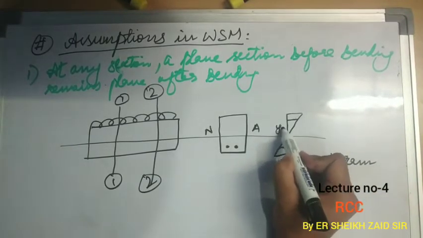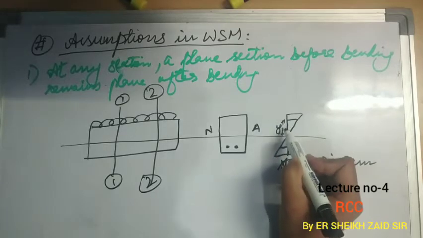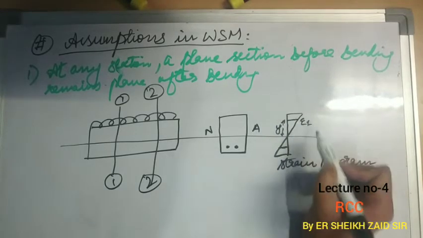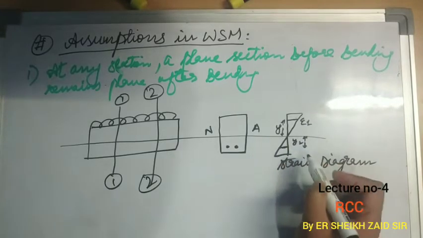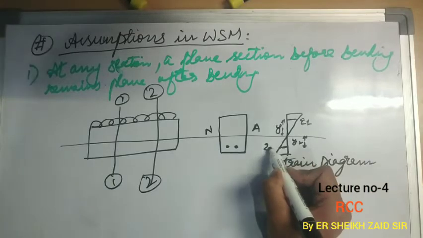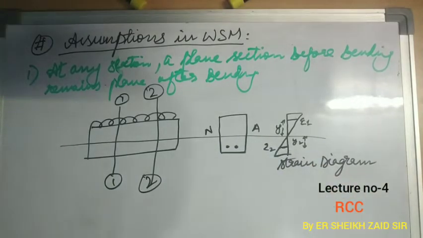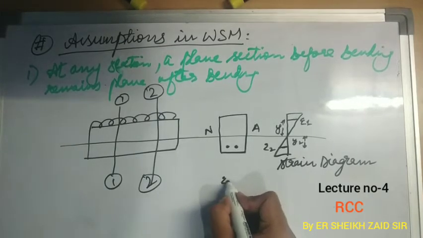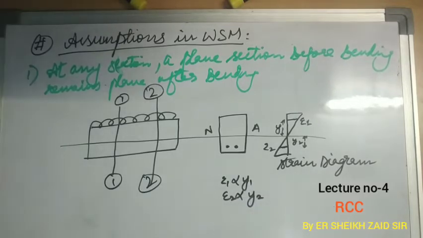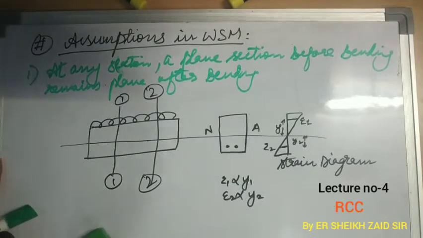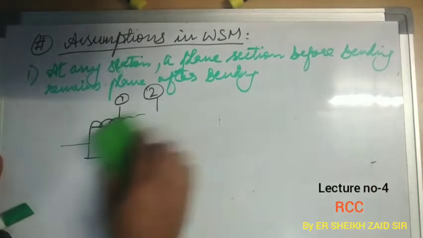At distance y1 from the neutral axis, our strain comes to be epsilon 1, and at a distance y2 from the neutral axis, below the neutral axis, our strain value comes to be epsilon 2. So epsilon 1 is directly proportional to y1 and epsilon 2 is directly proportional to y2. This is the meaning of the first assumption, that at any section, a plane section before bending remains plane after bending. Now moving on to the second assumption.